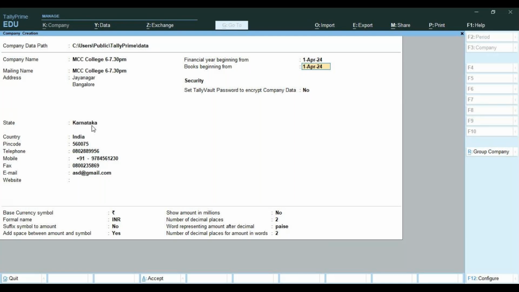But here in the books for now, keep both the same. Financial year also let it be 1st of April, books beginning also let it be 1st of April only. Please don't change, because further going on to vouchers you'll get confused. Like when is your books beginning, and while giving dates you'll get confused. So let both the dates be the same.